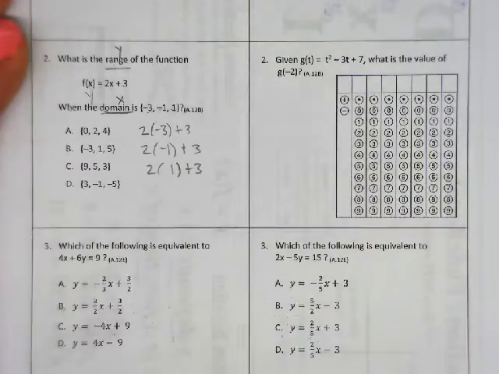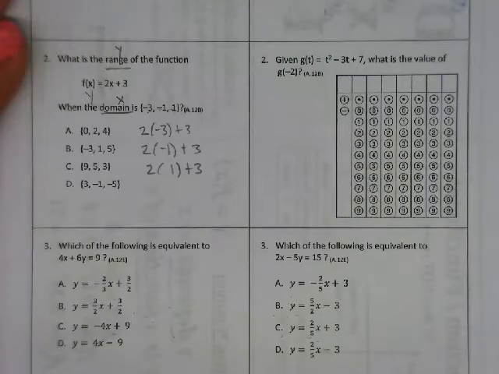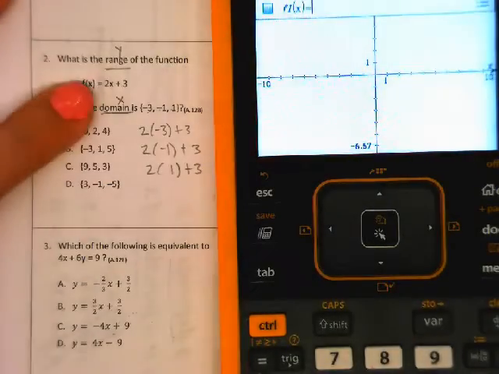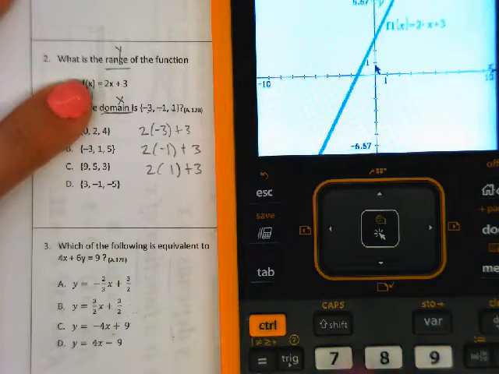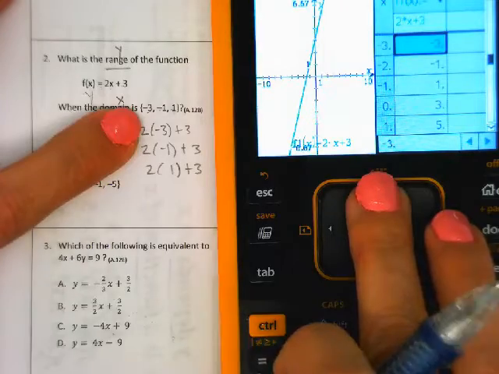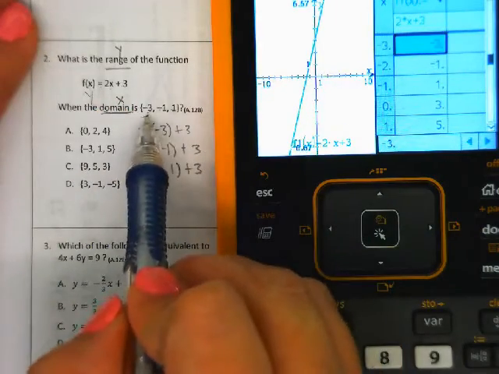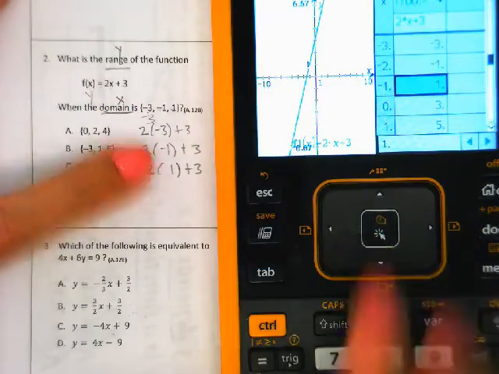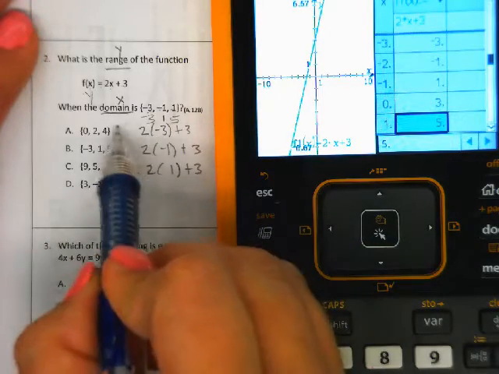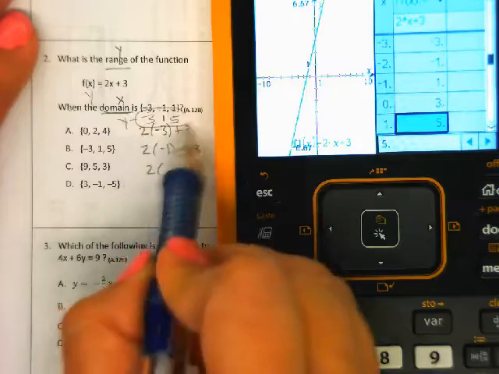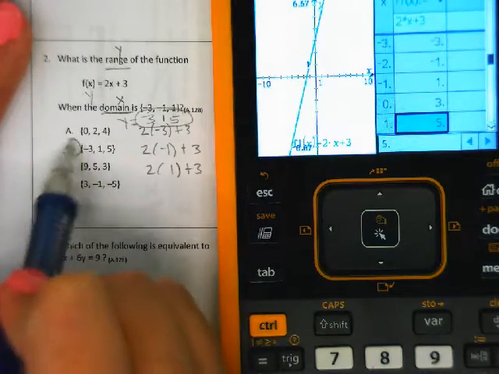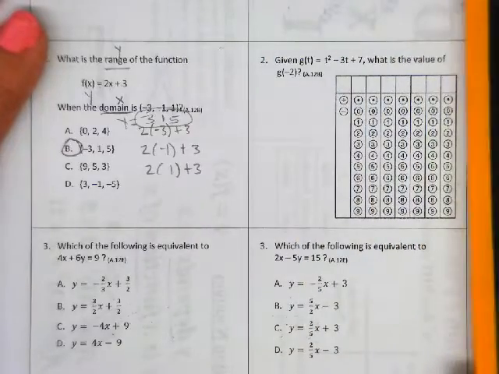Is there another way we could do this? What would that be? Definitely. We could put it in the graph. We have an equation here, 2x plus 3. We can look at our table and we can say, okay, at -3, we got -3. At -1, we got +1. And at +1, we got 5. So this is actually our range. So what would be our answer? B. So now you try this one.